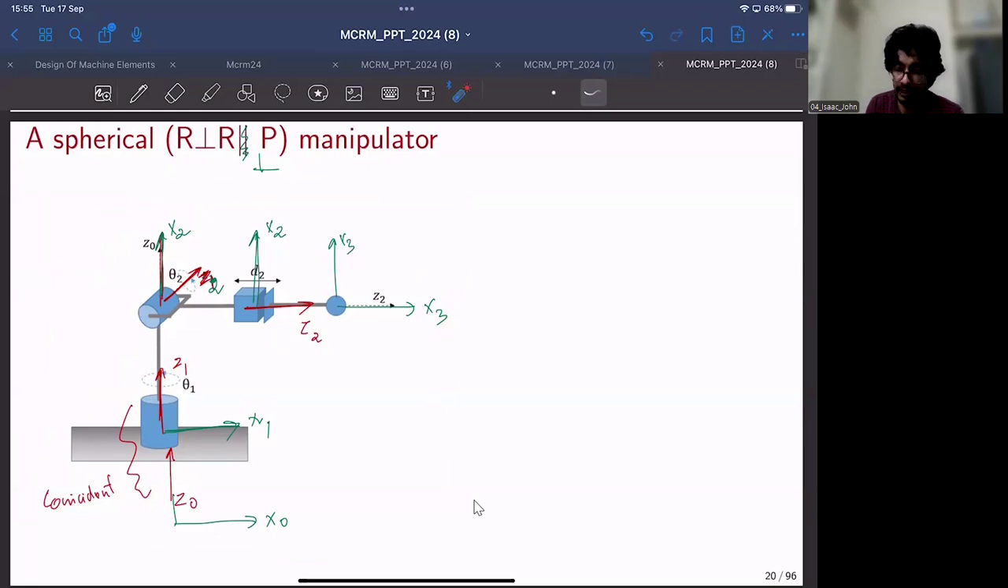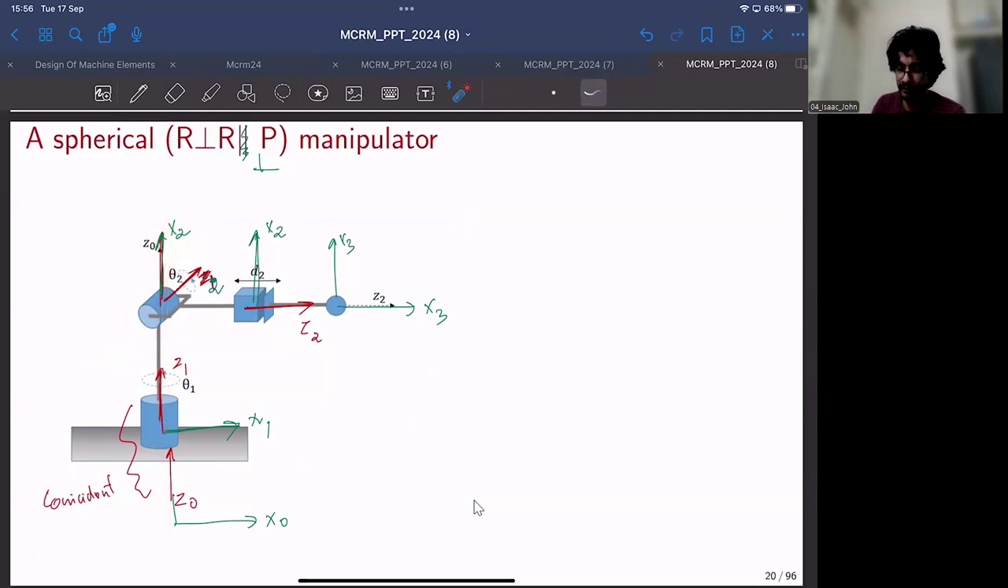Because as per the procedure, we have first assigned the Z-axis as per the direction of the joint. But at the same time, this Z-axis can be positioned anywhere along this axis. It can be at the bottom, it can be here. It does not need to be right at the middle of the joint.